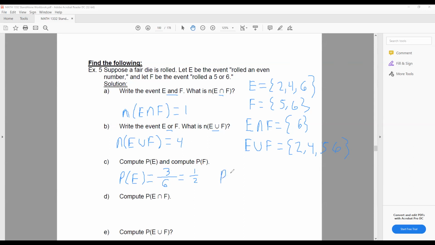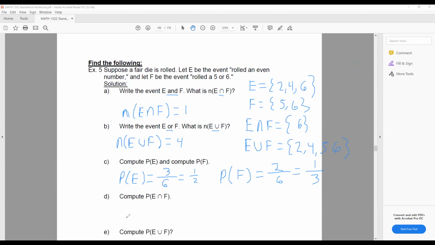Probability of F. What is the probability of getting a 5 or a 6? That would be 1/3. Yeah, you're right. So that would be 2 possibilities out of the total. So that will be 1 out of 3.